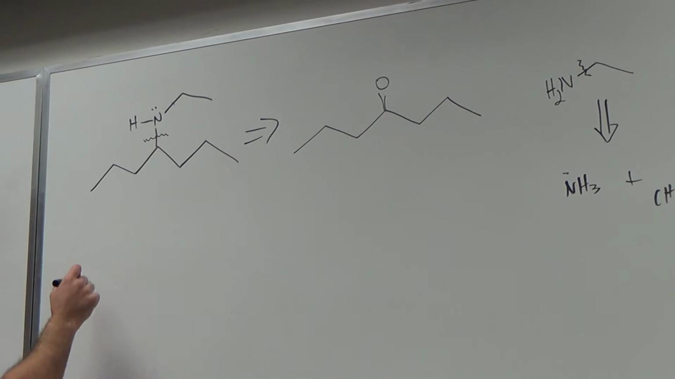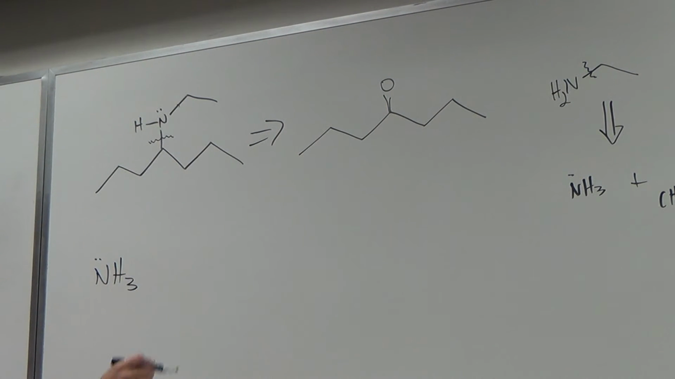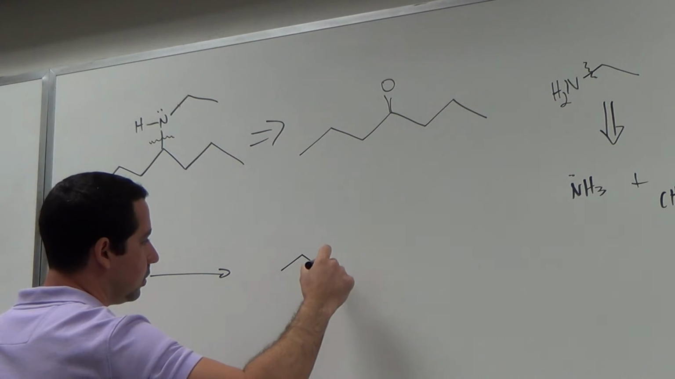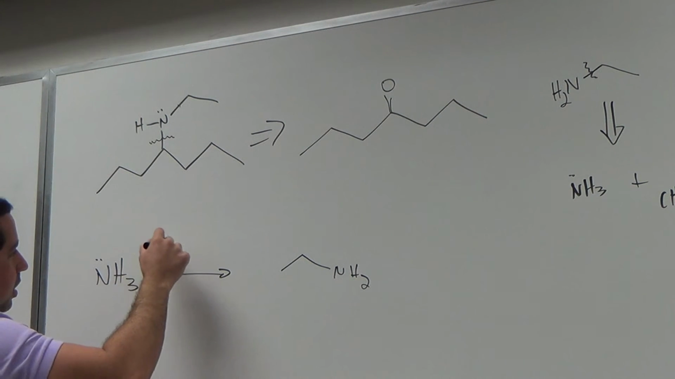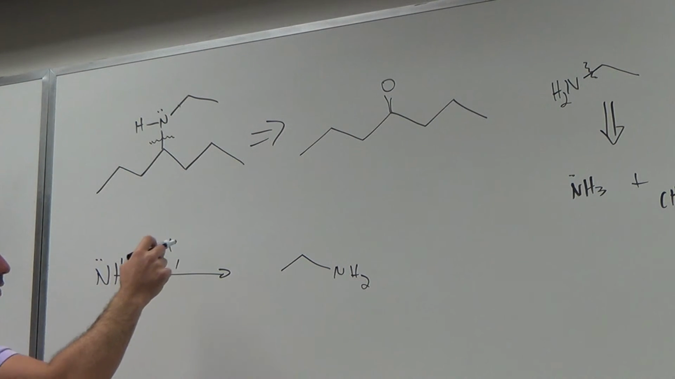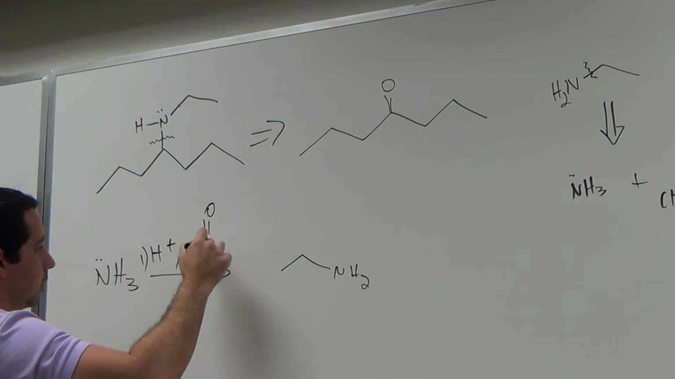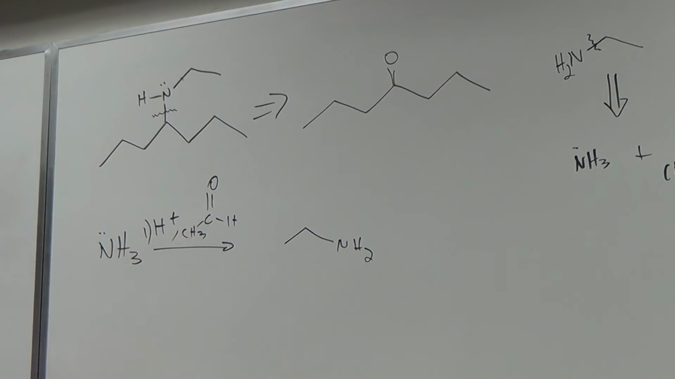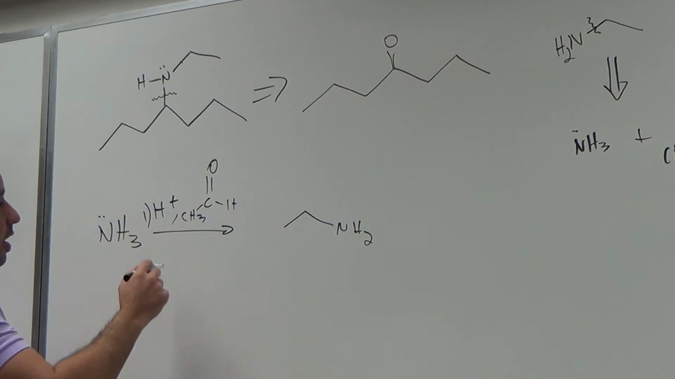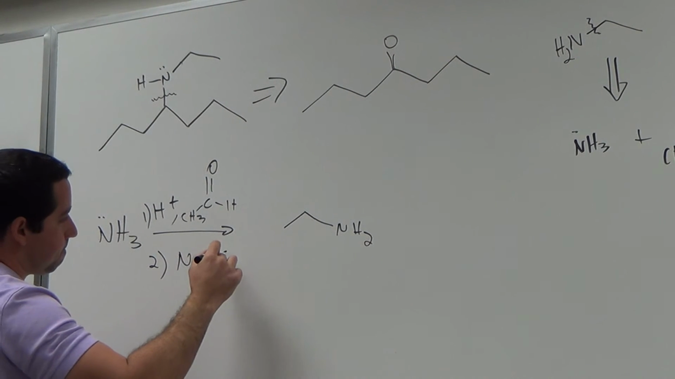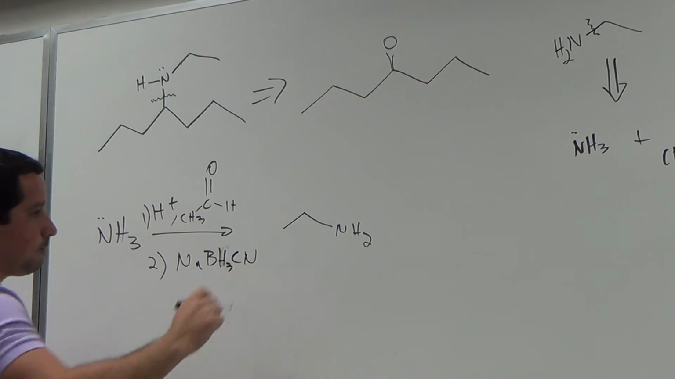So let's say I begin with ammonia. Tell me, what do I put on top of this to get the product? The first product I want is this. The aldehyde, the CH3 aldehyde, with H plus. Methyl aldehyde, yes. That will give me that. No, that won't give you that, but it's on the way, yes? What do you have to do after that? Reduce it. That will give you that.